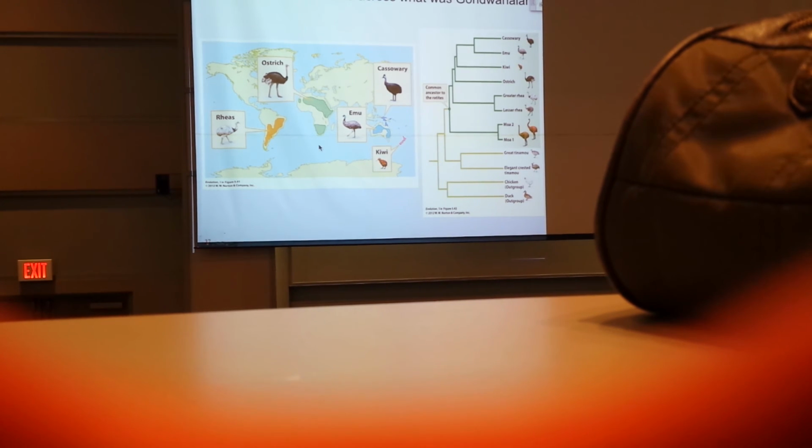And of course, the whole split here separates the South American species, the rheas, from all of these. So the take-home message here is that what we know from geologic evidence about the order in which the continents split up matches the evolutionary history very well.